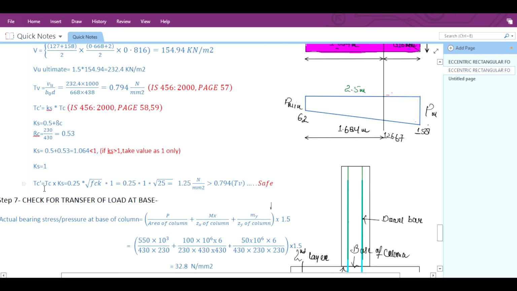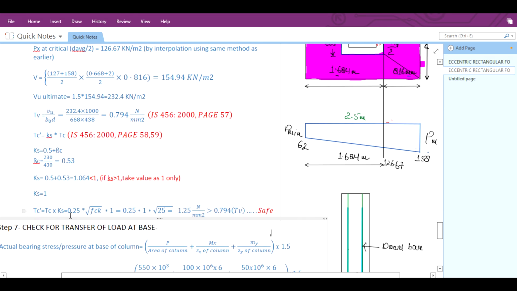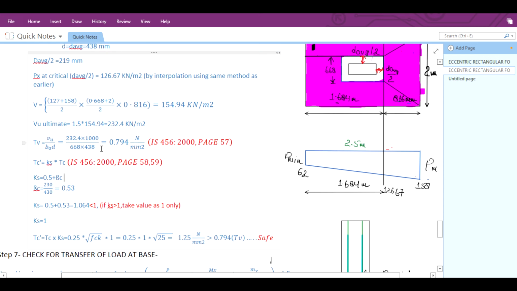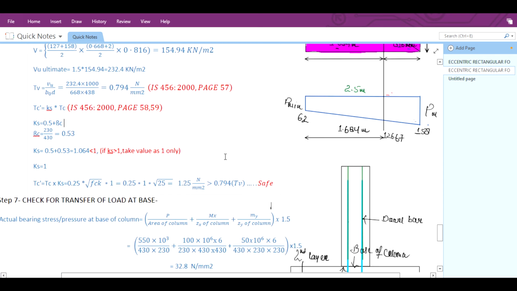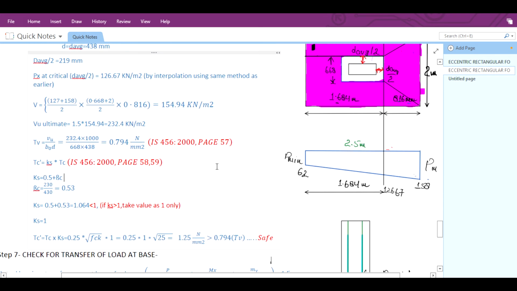So tau c dash will be tau c into Ks. Your tau c formula will be 0.25 times square root of fck into Ks, that is 1. So it is 0.25 multiplied by 1 multiplied by square root of 25, it will come as 1.25, which is greater than our nominal tau v that was calculated, that is 0.794. So here it has also passed in the two-way shear check.